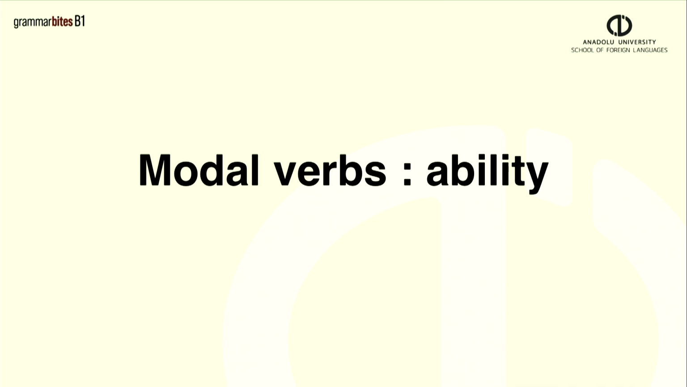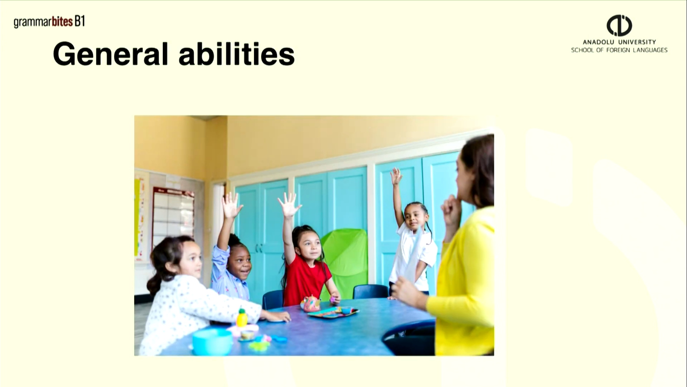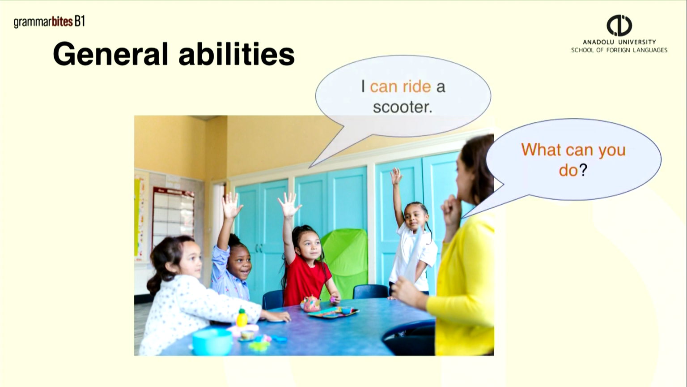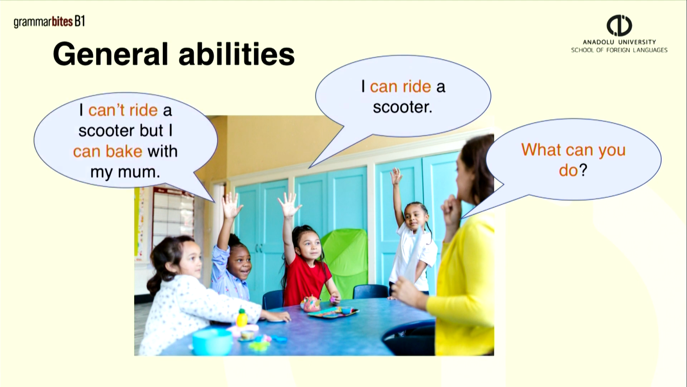Today we're studying different modal verbs to talk about ability. An ability is a skill that you need to do something. Can and can't are used to talk about general abilities. For example, what can you do? I can ride a scooter. I can't ride a scooter, but I can bake with my mom.